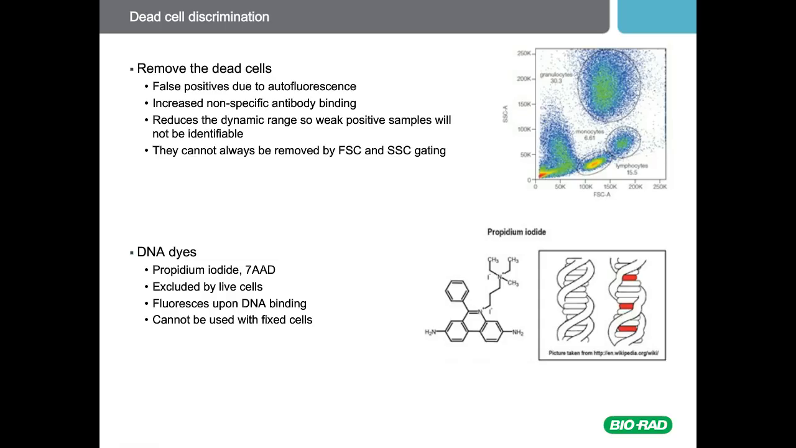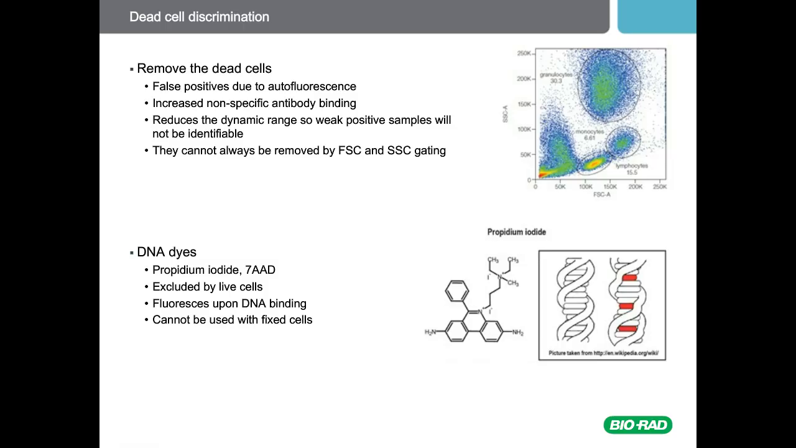Although dead cells often have a different forward and side scatter profile compared to live cells, and this method is often used to distinguish between live and dead cells, this is not always the case. Because of this, dyes have been developed to distinguish between live and dead cells. And one group of dyes are the nucleic acid binding dyes. Examples of these include propidium iodide and 7-AAD, which are excitable by both the 488 nanometer laser and the 561 nanometer.